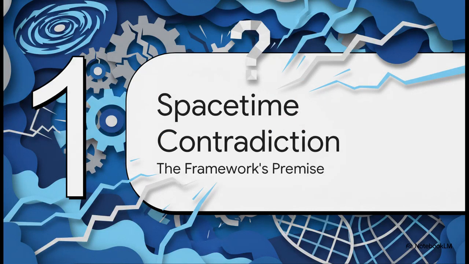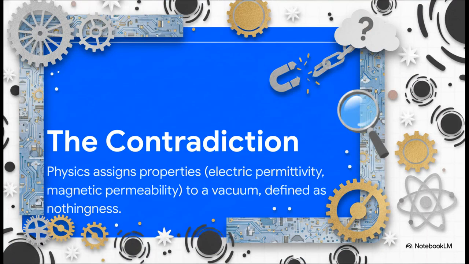Okay, so the whole Morphean Cosmology Framework is built to solve one specific foundational problem that it identifies right at the very core of modern physics. It calls this the space-time contradiction. And here it is. It's actually pretty simple.